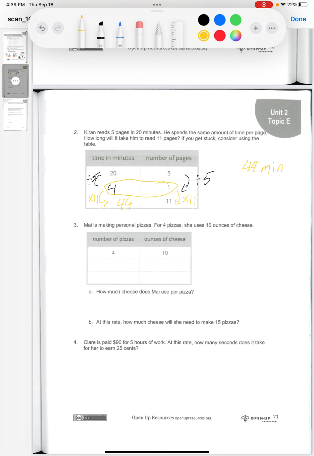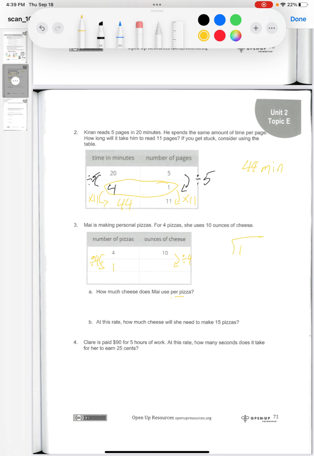So they're making personal pizzas. So how much per pizza? So for one pizza. So this is 4 pizzas. So to find out how much for one, we divide by 4. Well, 4 divided by 4 is 1, as I write a 4. So I divide by 4 here.